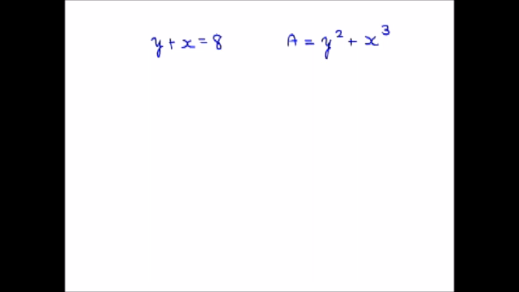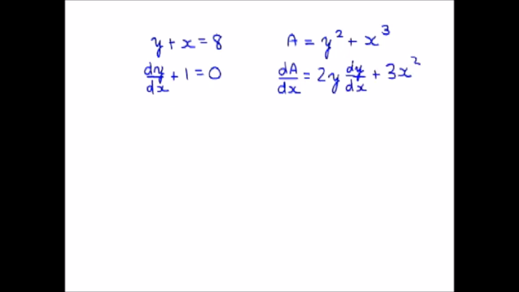So when I differentiate the first equation with respect to x, I end up with dy/dx plus 1 equals 0. When I differentiate the second equation with respect to x, I end up with dA/dx is equal to 2y dy/dx plus 3x squared.